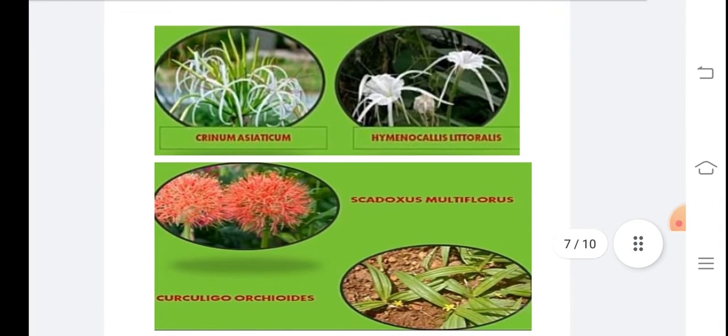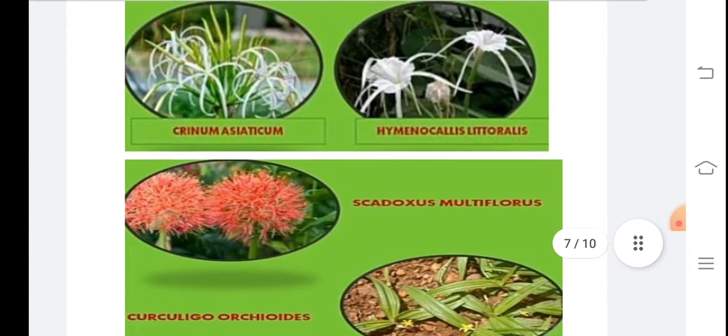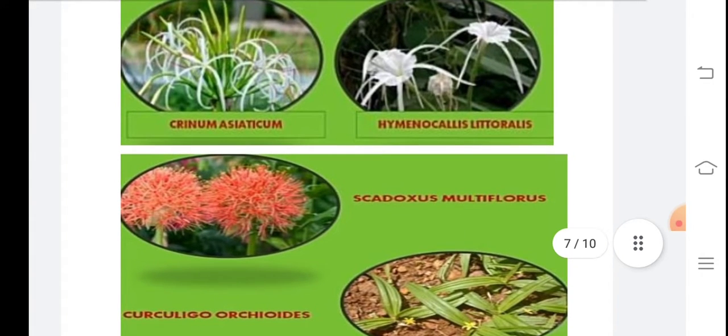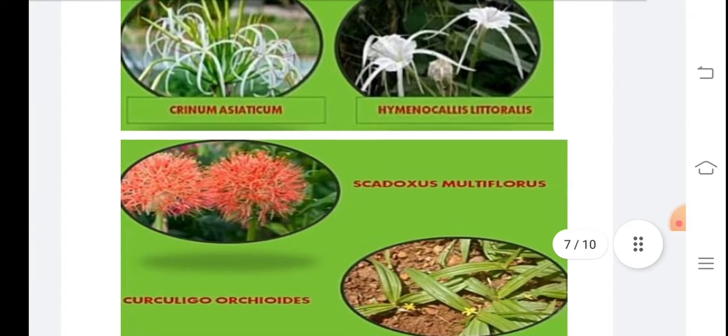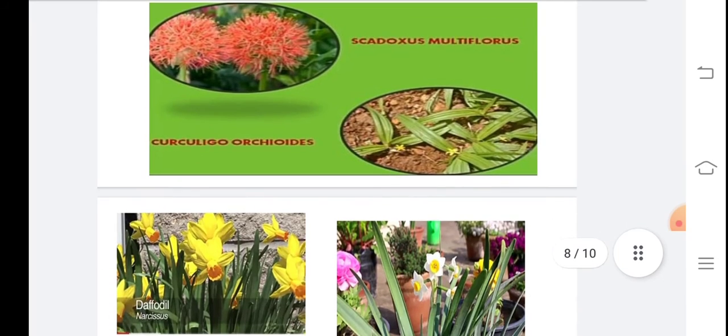The other good examples are there. This is the Crinum lily. Then Hymenocallis. This is the example you have seen. The garlands are prepared from this one. Then this is the Scadoxus multiflorus, a bunch flower, and Curculigo is there. So all these plants are under this family.